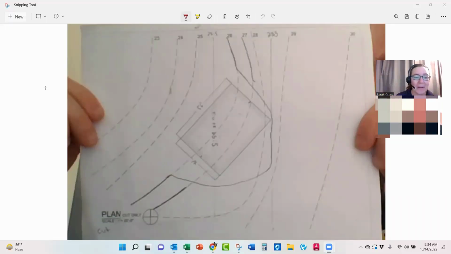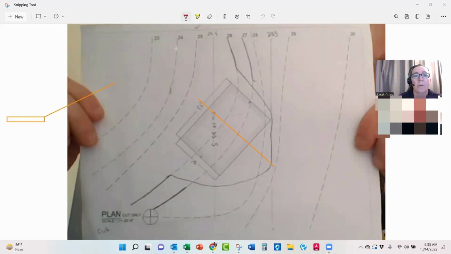Okay, so here we are taking a look at this cut only example. You have decided to set the flat pad at 25.5, and then we need a slope of 1 to 3 away from it. If we have our flat pad, let's take a section through it in this direction. Our flat pad will look like this, and then we want a slope of 1 to 3 going up. We're going in the uphill direction.